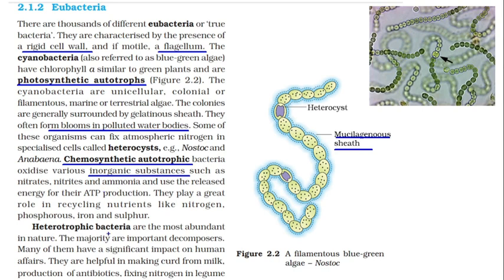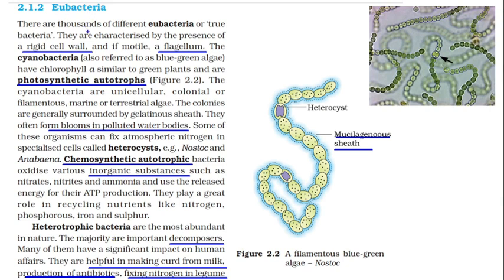The next kind of bacteria are heterotrophic bacteria. So they are basically the decomposers, and they are very helpful because they are helpful in making curd from milk. So they are also used economically in different activities like in production of antibiotics. They fix nitrogen in legumes. So the heterotrophic bacteria play different roles. So let us quickly see.